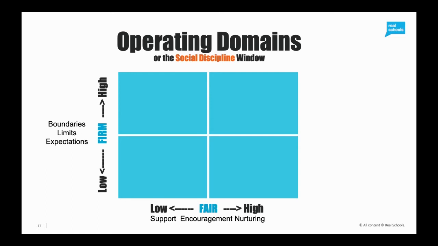Because firmness is about boundaries, limits and expectations that we can see. And fairness is about that support, encouragement and nurturing that we need to provide. And most of us would say all 6 of those descriptors are actually positives, the things you want. So what we need to do is to say, how do we get them into our practice? And what we find ourselves saying is that when we get a bit too punitive, we're big on the firmness, but we're not so great with the fairness.